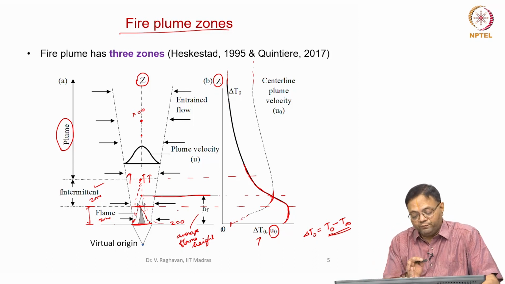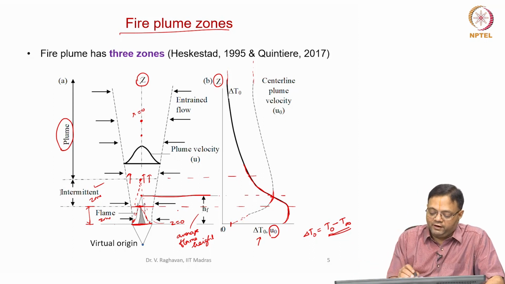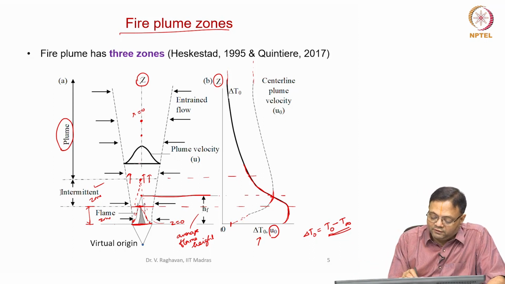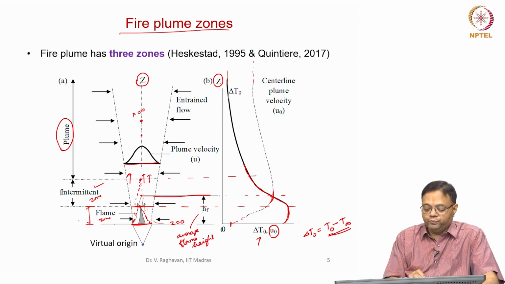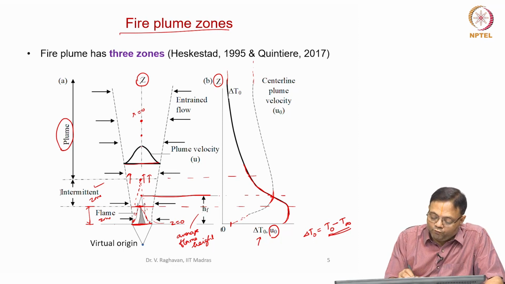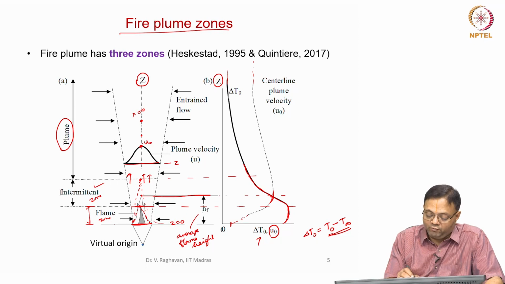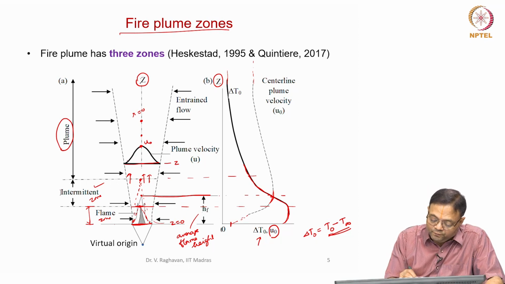Now, coming to the radial or lateral variation. The plume velocity, let us take u. At the center line the velocity is u naught at a particular z. So, at a particular z, u naught will be the value of the center line velocity, and it decreases to a 0 value at the edge of the plume. The dashed line shows the plume edge.